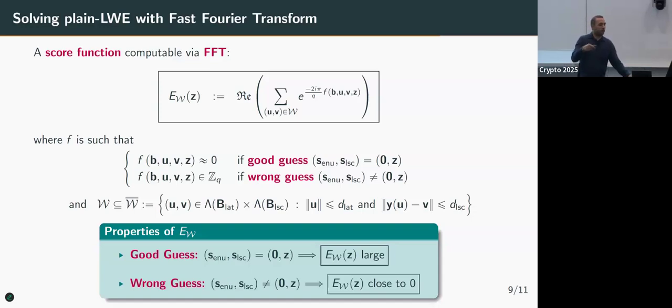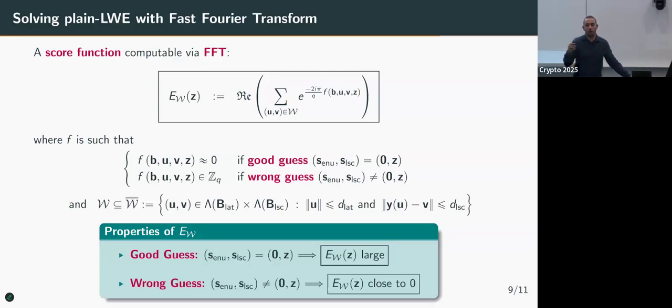And the set W, where we do the sum, is actually made of the short vectors sampled in the dual lattice and the words decoded by our polar codes. And so defining our score function like this, we have some properties on this score function. Essentially, when we make the good guess, we have that E_W is large, and when we make the wrong guess, because of the properties of f, we have that E_W is close to 0. So now it remains to find a threshold for which, when we are below this threshold, we consider that E_W is close to 0, and when we are above this threshold, we consider that E_W is large.